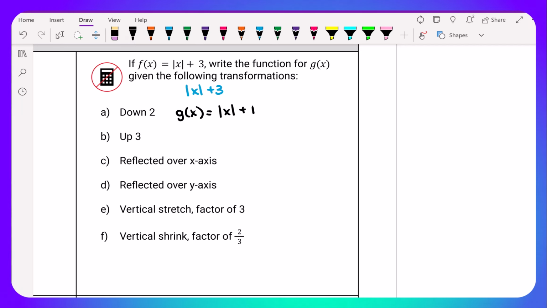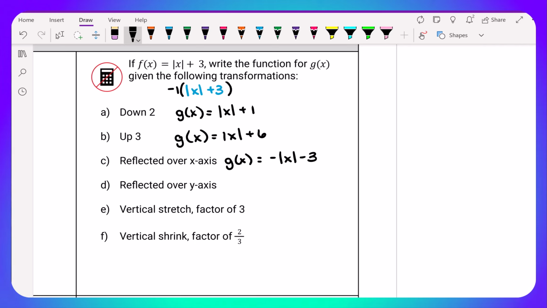All right. Next one says up 3. So if I want to move it up 3, I'm going to add 3. So final answer, absolute value of x plus 6, because 3 plus 3 gives you 6. Reflect over the x-axis. If I'm going to reflect over the x-axis, I have to multiply the entire function by -1. When I do that, that's going to become negative absolute value of x minus 3. You have to distribute the -1.